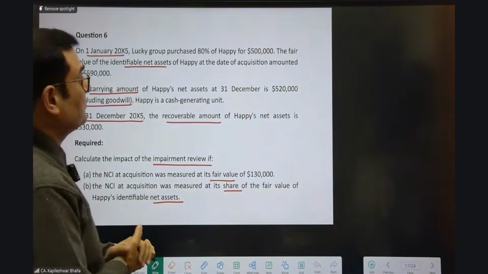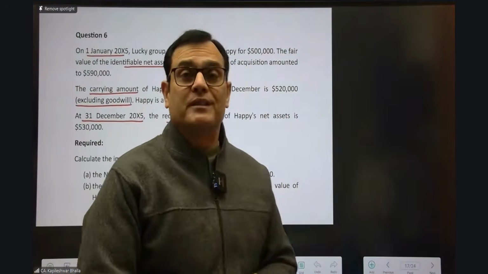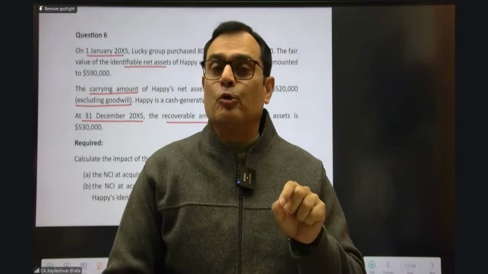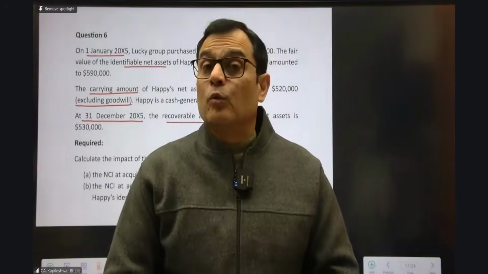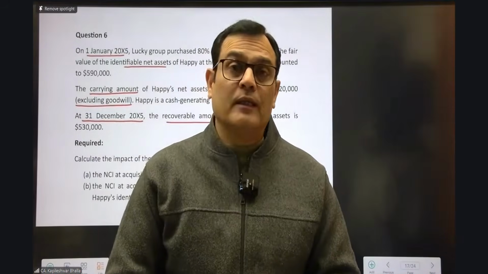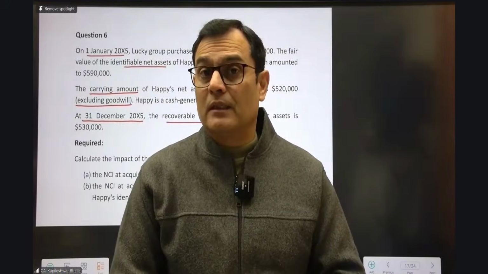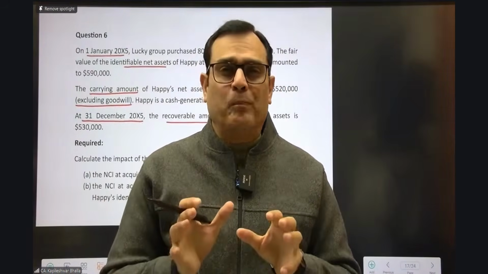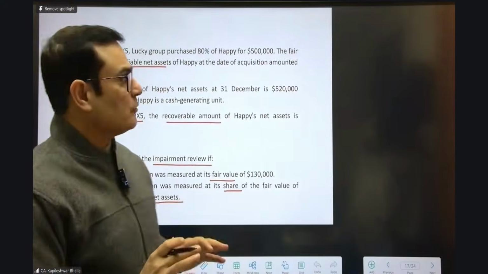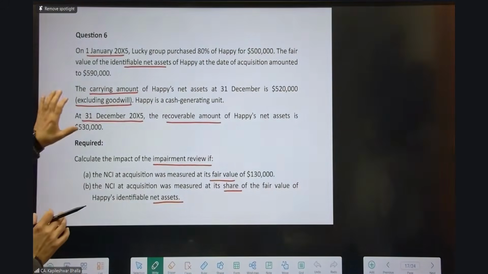So we were doing question number 6, where the agenda is to discuss the treatment of the goodwill in terms of impairment. When your NCI is taken at fair value, the goodwill is full, and when the NCI is taken at PASNA, the goodwill is partial. So it's a blend of Ind AS 103 as well as Ind AS 36. Let me just read the facts once again.